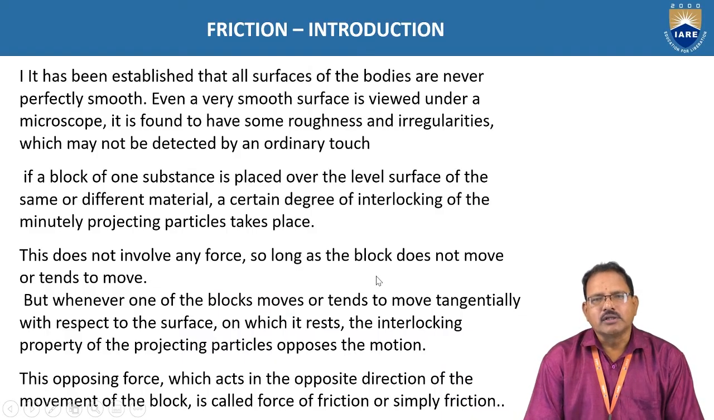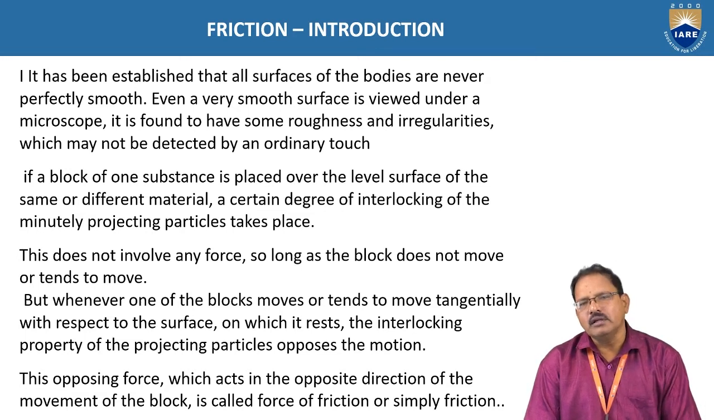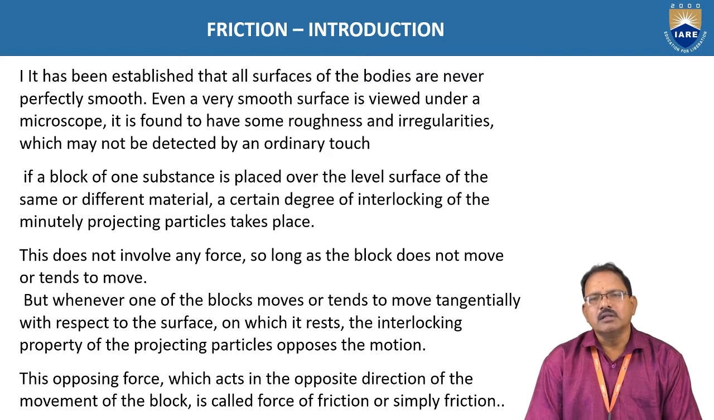So, what is the meaning of friction? If you observe the surfaces by touching with the hand, you can experience some roughness. Every surface has some roughness. Even though a mirror is observed as smooth when we touch it, when it is viewed under a microscope, some irregularities can be seen on it.